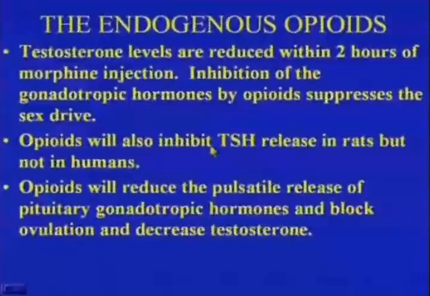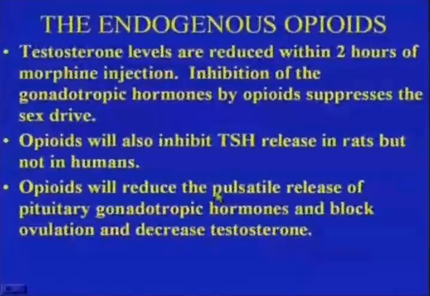The opioids will also inhibit thyroid-stimulating hormone, TSH, release in rats, but not in humans. So there can be species differences as well, added on top of the differences we pointed out in the table. Opioids will reduce the pulsatile release of pituitary gonadotropic hormones, the gonadotropins, and block ovulation and decrease testosterone.